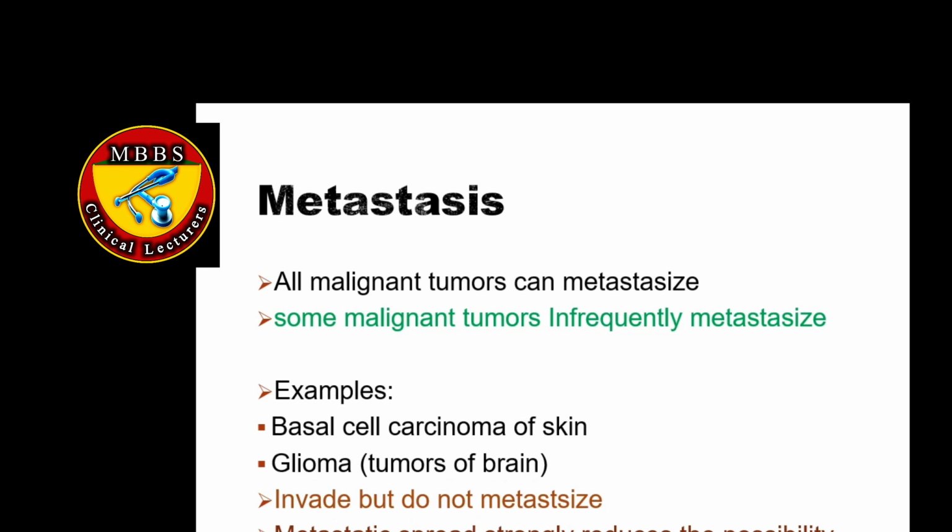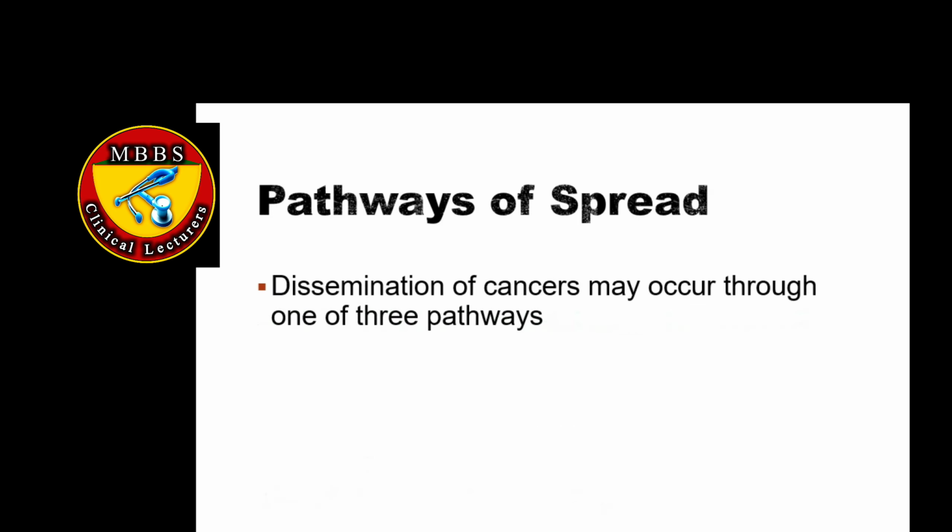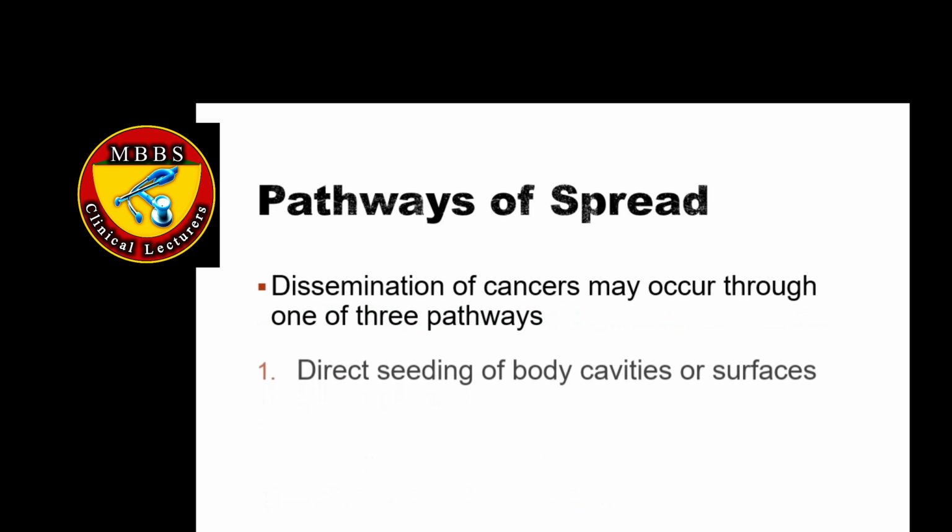Yes, we know that if a tumor has already metastasized to different parts of the body, then it is very difficult to cure that tumor. Pathways of spread. Dissemination of cancers may occur through one of these three pathways.